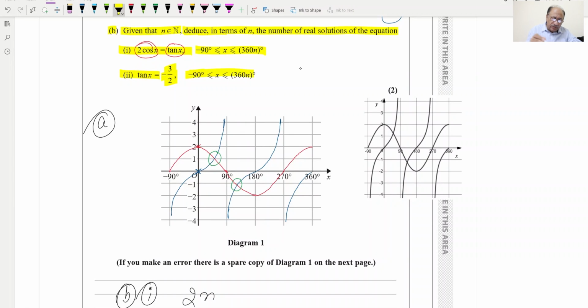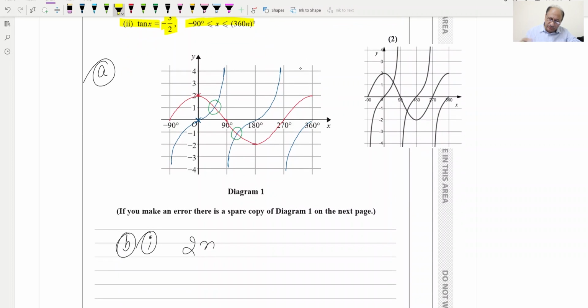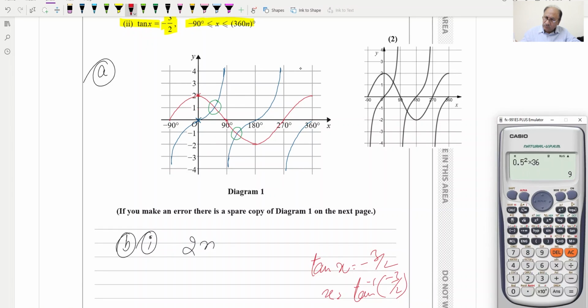And then for part 2, they are saying tan x is equal to minus 3 by 2 and minus 90 to this. So if tan x is equal to minus 3 by 2, then x will be equal to tan inverse of minus 3 by 2, and this will be in degree mode, so shift mode to degree, and this will be shift tan of minus 3 over 2, and this will result in minus 56.